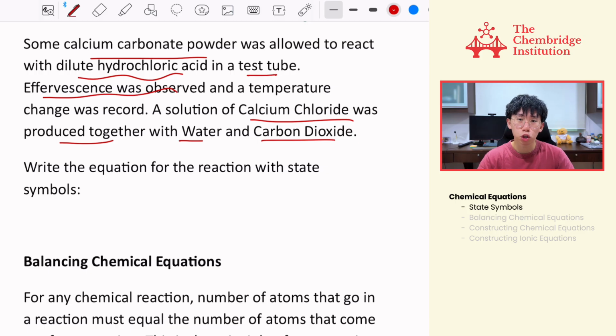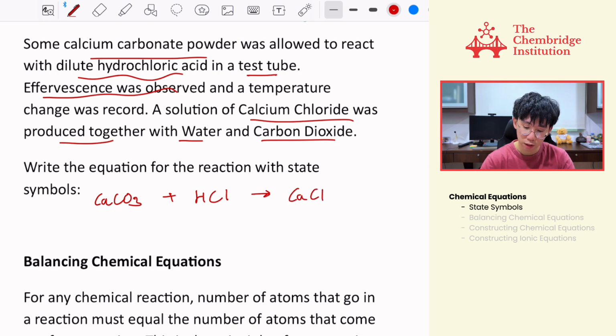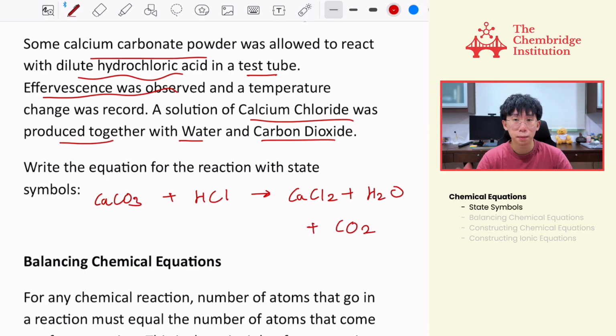Your job is to write all the reactants followed by the products. The reactants, as they have already mentioned, are calcium carbonate with hydrochloric acid, and this will give you calcium chloride plus water plus carbon dioxide. You should be able to determine all these formulas by now based on what we ran through beforehand.